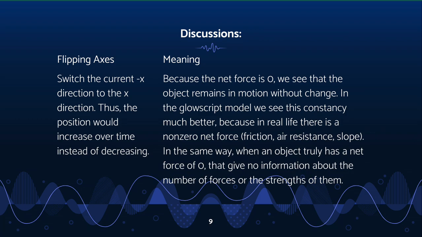Now, what this means in terms of the experiment as a whole is that because the net force is 0, we can see that the object remains in motion without change. In the GlowScript model, we see an actual consistency in these results because in real life there is a non-zero net force, of course, from the friction, air resistance, from the slope of the ground, whatever it may be, gravitational force, whatever it may be.